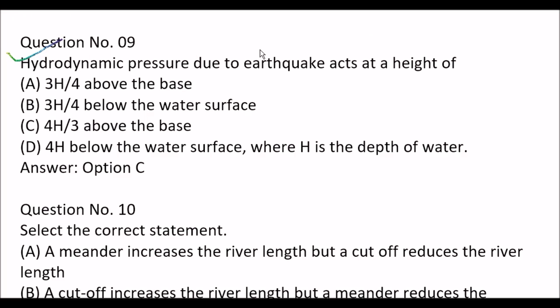Hydrodynamic pressure due to earthquake acts at a height of option A, 3h by 4 above the base. Option B, 3h by 4 below the water surface. Option C, 4h by 3π above the base. Option D, 4h below the water surface, where h is the depth of water. Right answer is option C, 4h by 3π above the base.